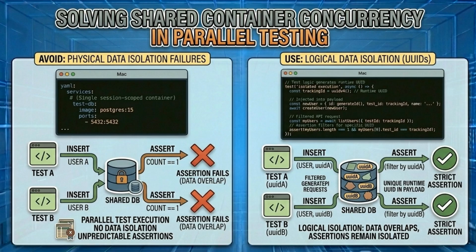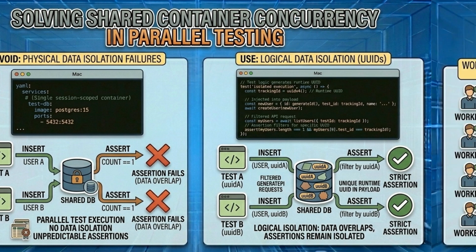To solve this, you must shift from physical isolation to logical data isolation. Every single test execution must generate a unique tracking identifier, such as a UUID, at runtime. When the test inserts data, that UUID is injected into the payload. When your test calls the list endpoint, you never assert on the total count of the database. Instead, your test filters the API response for its specific UUID, completely ignoring the noise generated by parallel test threads. The data overlaps in the database, but the assertions remain strictly isolated. Another good idea can be isolating data per session with a specific test UUID.